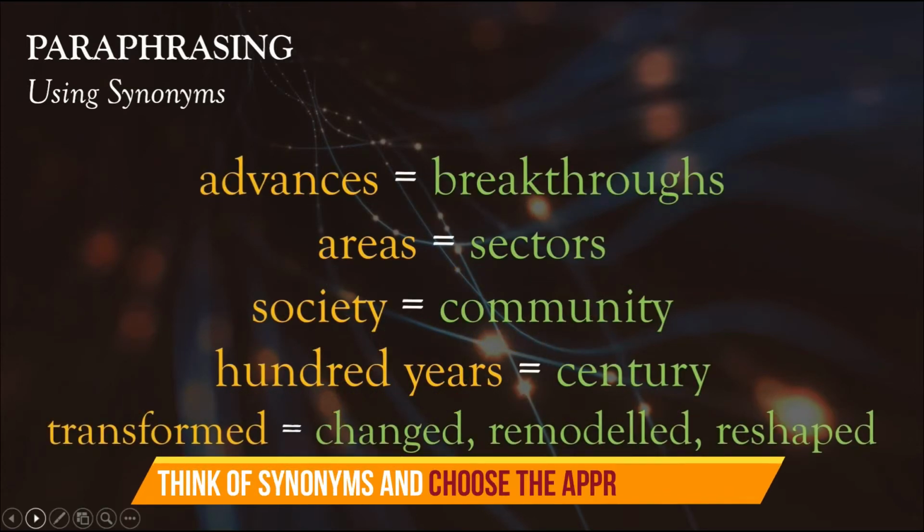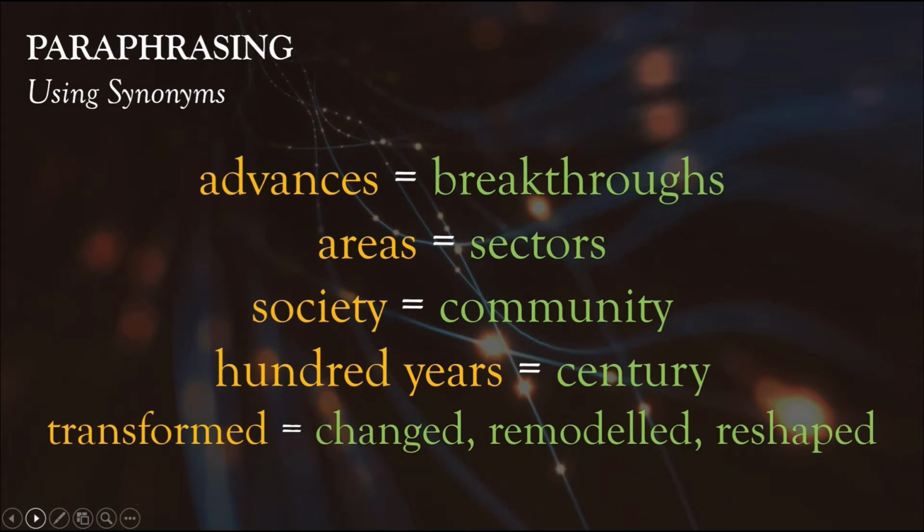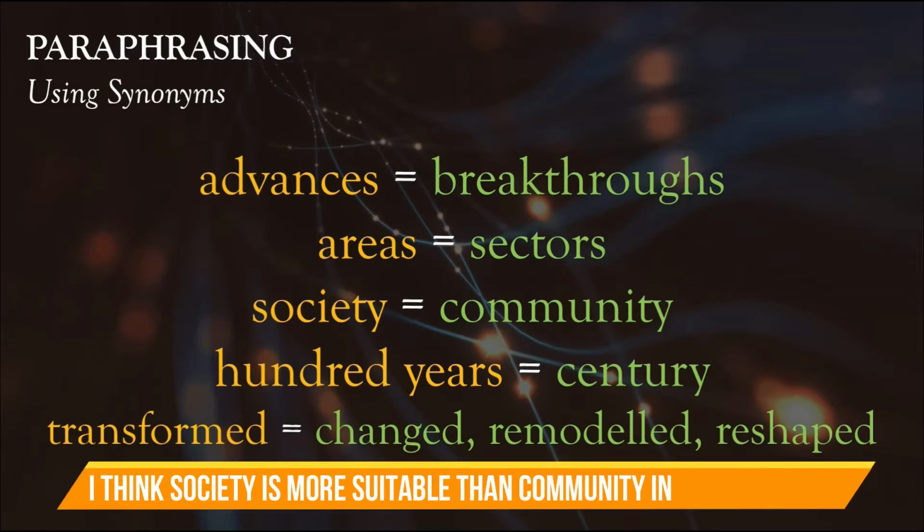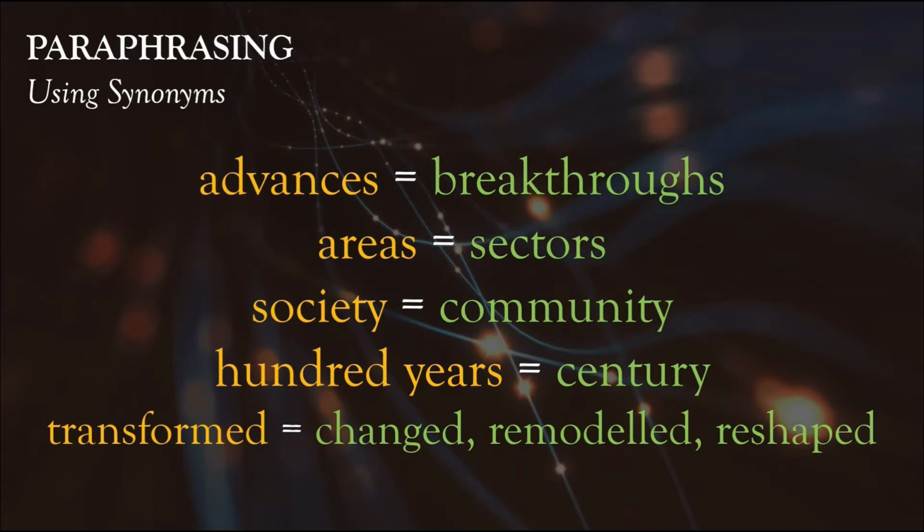For advances, we can use breakthroughs. Areas, we have sectors. Society, we have community. 100 years, we have century. And then for transformed, we can use changed, remodeled, and reshaped. So for the purpose of this tutorial, I'm using society and not community.